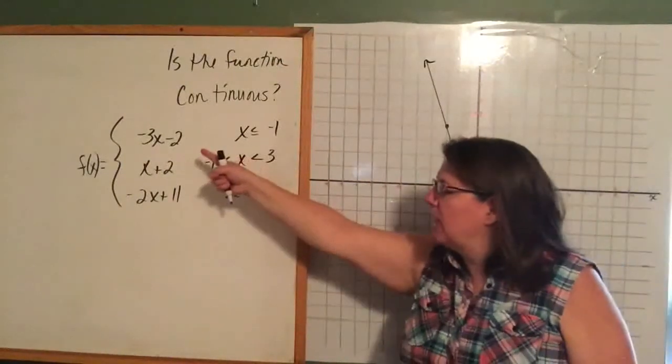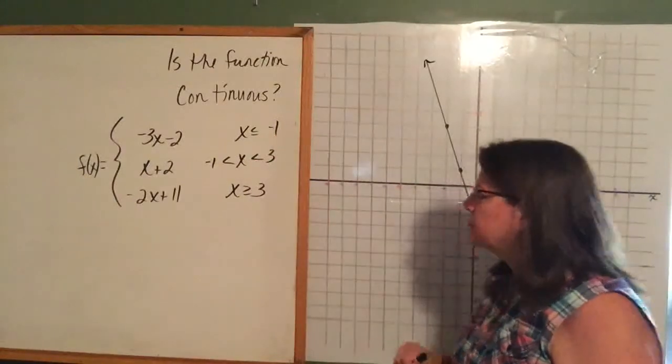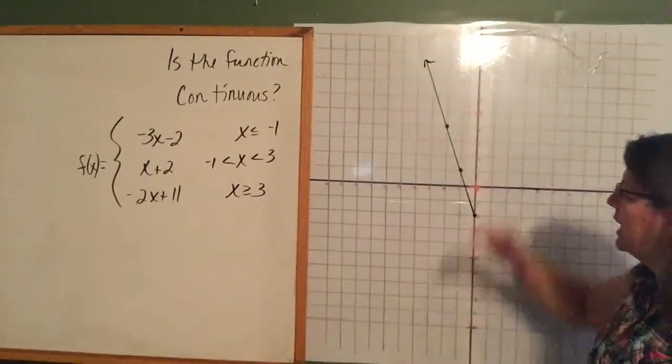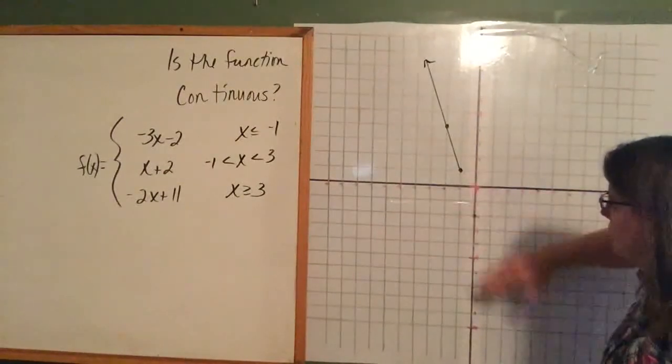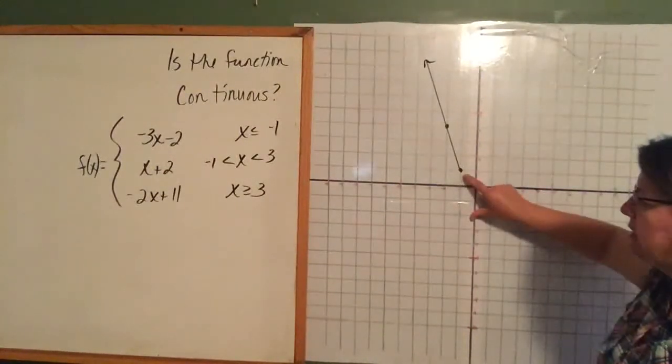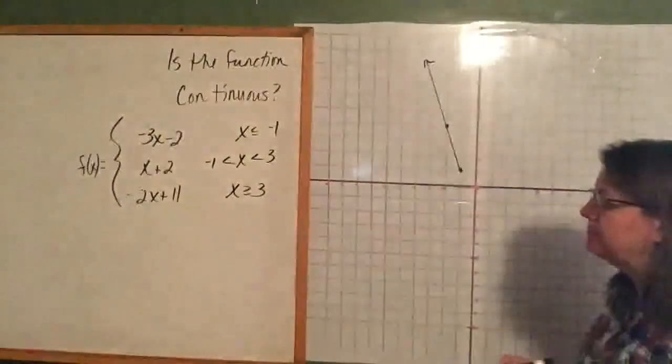That is the case when x is less than or equal to -1. So anything to the left of -1 we will keep, anything to the right we will get rid of. And that is solid because it's less than or equal. So there's the first portion.